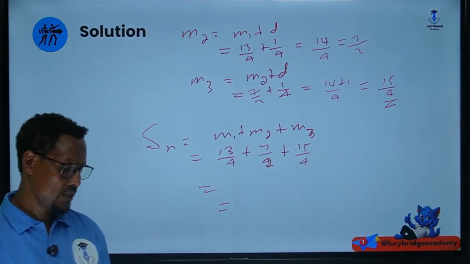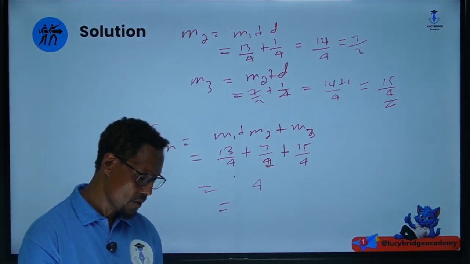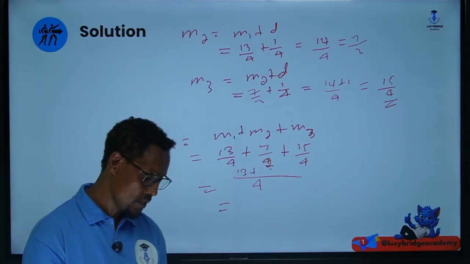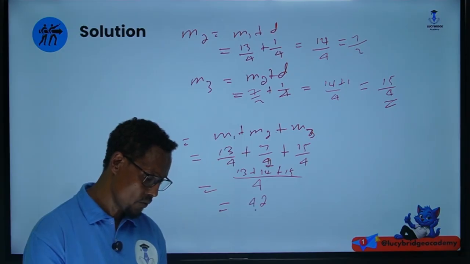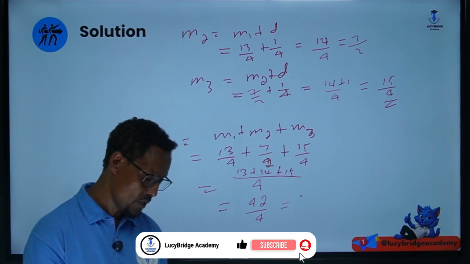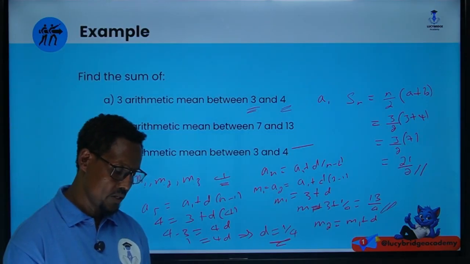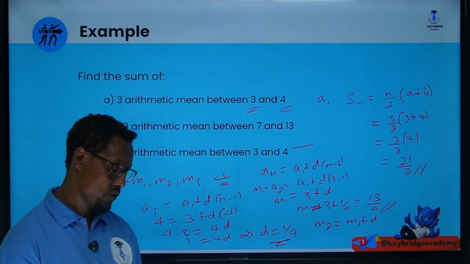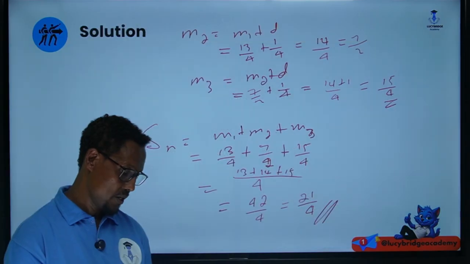Yes, okay, now 4 is common. 13 plus 14 plus 15, which is 9, 12, we have 1 3 4, 42/4, which is equal to, dividing by 2, 21/4. Okay, 21/4 which is... but here 21/2 is 7 times 3. Okay, no, 21/2.